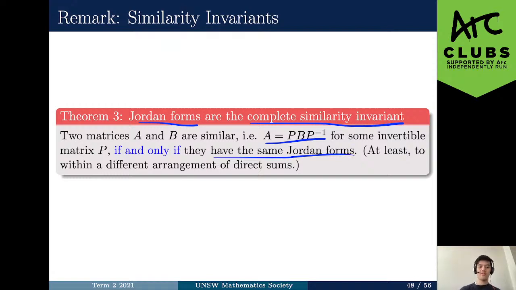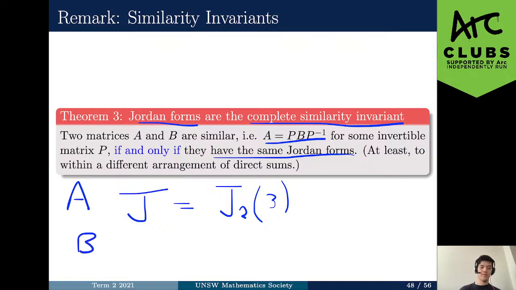So basically we will need to find the Jordan matrix for each one. For example, we might have two matrices. Let's say for matrix A, the Jordan form is like this, and for matrix B, maybe the Jordan form would be something like this.